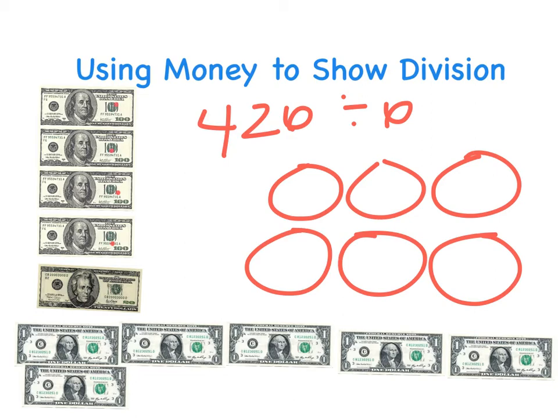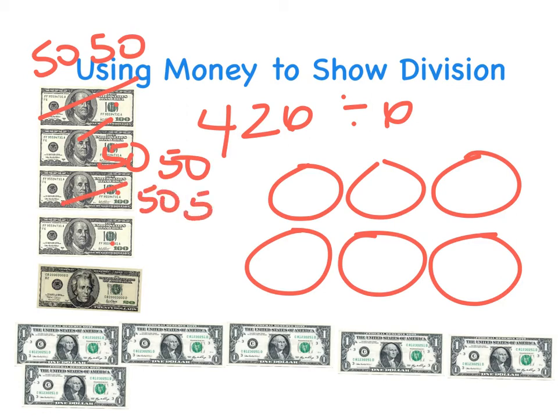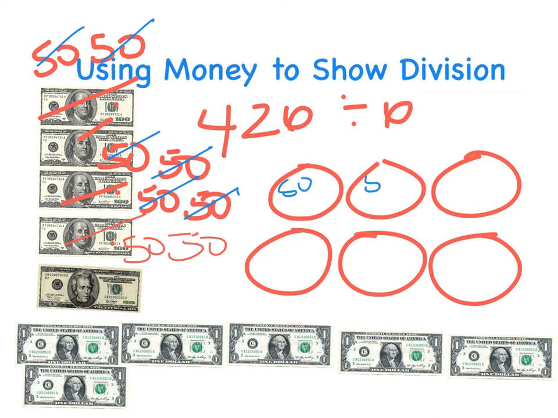So instead, I'm going to split each of the hundreds into 2 $50 bills. So I have 50 and 50. For this one, 2 50s. 2 more, and 2 more here. Now I can pass those out to the groups. 1, 2, 3, 4, 5, 6. Each group gets one $50 bill. Now I have 2 $50 bills left.